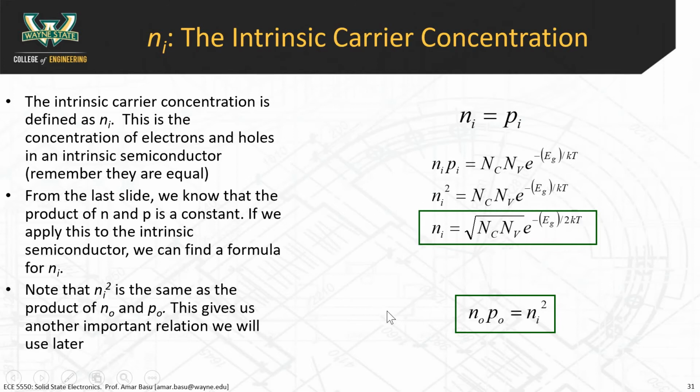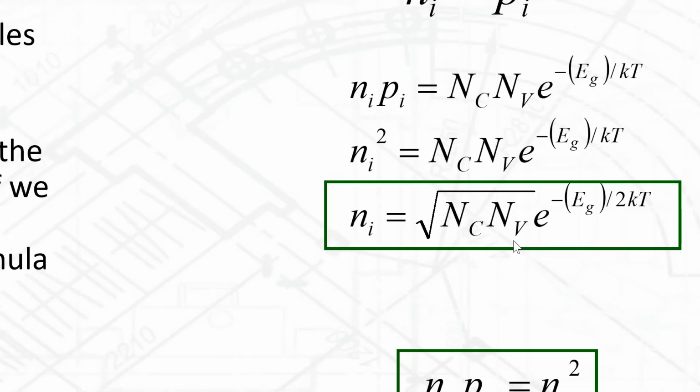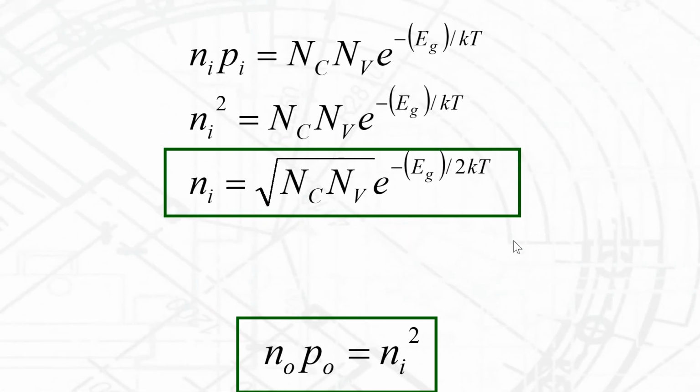All right, so this whole formula just came out of the fact that the product of electrons and holes is constant. And so the intrinsic carrier concentration is a function of the band gap, it's a function of temperature, and it's a function of the effective density of states in the conduction and valence band. Just look at this formula and convince yourself that this makes sense.